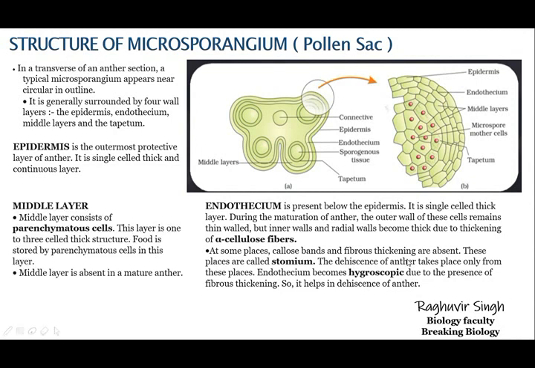Now coming to the middle layer. The middle layer basically consists of parenchymatous cells, and this layer is 1 to 3 celled. As you see, the epidermis and endothecium are single-layered, whereas the middle layer is normally 1 to 3 layers, but the number of layers can vary. The function of the middle layer is to store food in these parenchymatous cells.